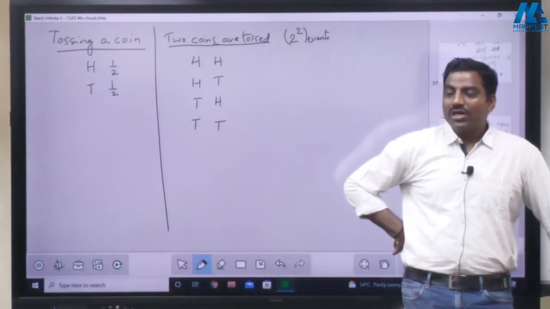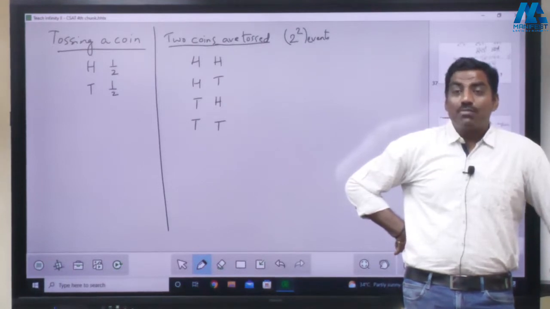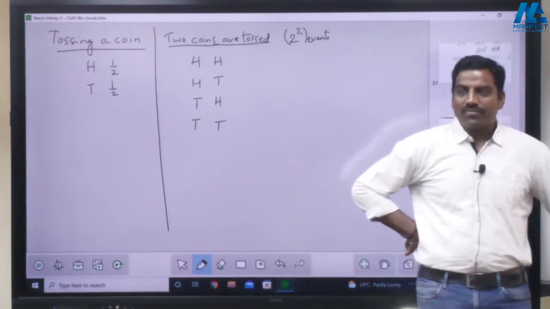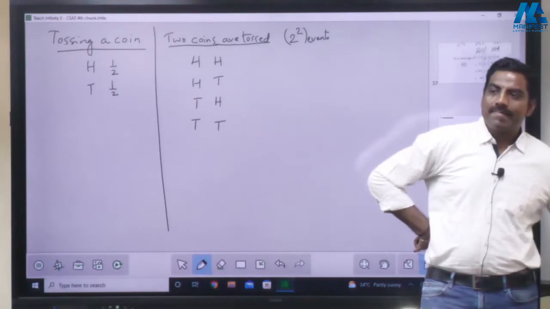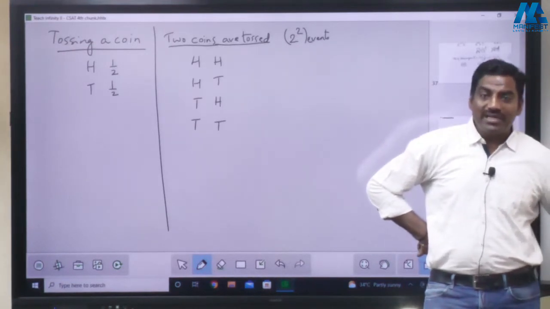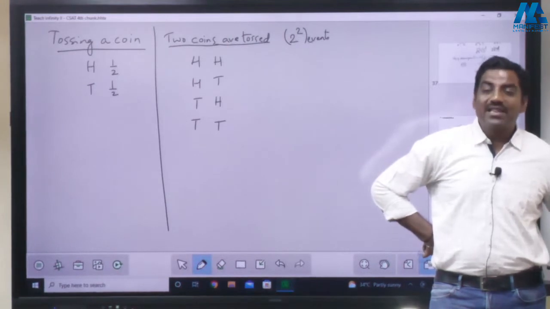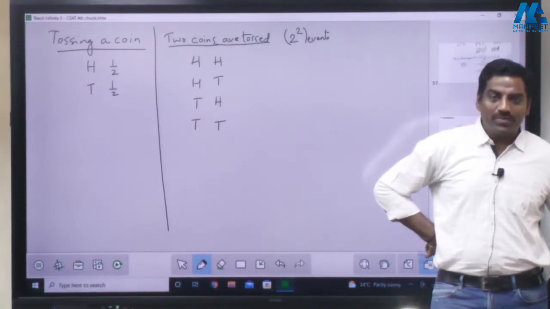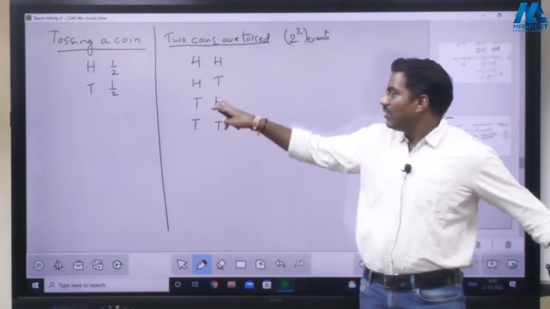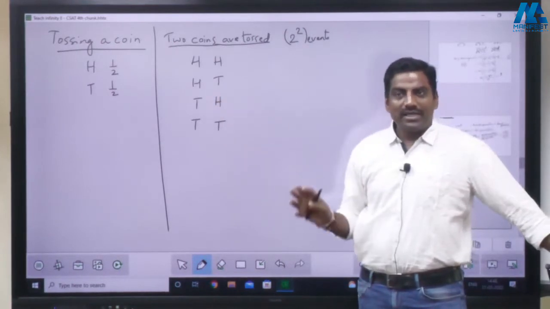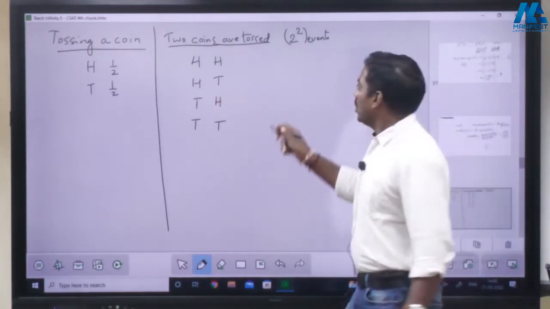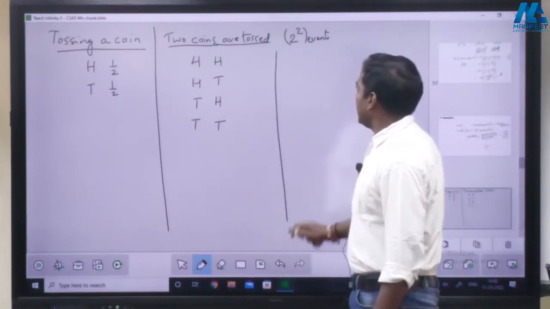Yes. Okay, probability of getting at the most 1 head. At the most 1 head means you should not consider 2. 1 or less you can consider. At the most, 1 head, 1 or 0. So 3 events, 1 head, no head. Understood? So when 2 coins are tossed, this is easy.